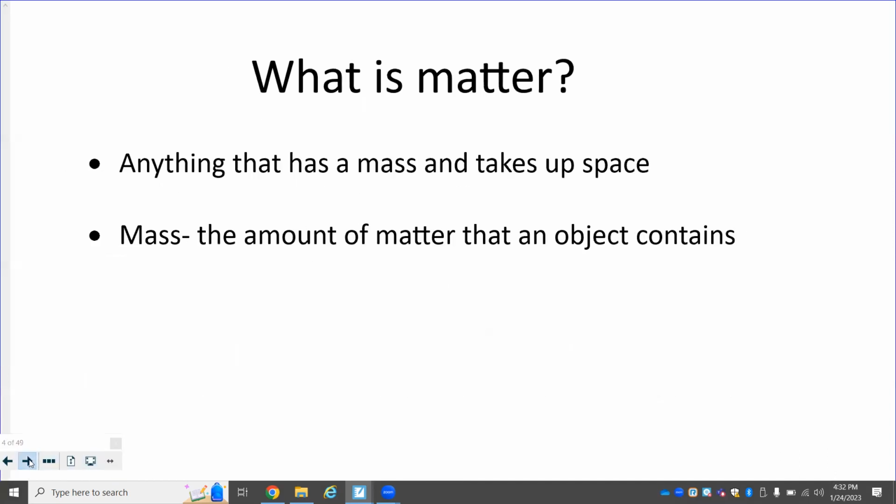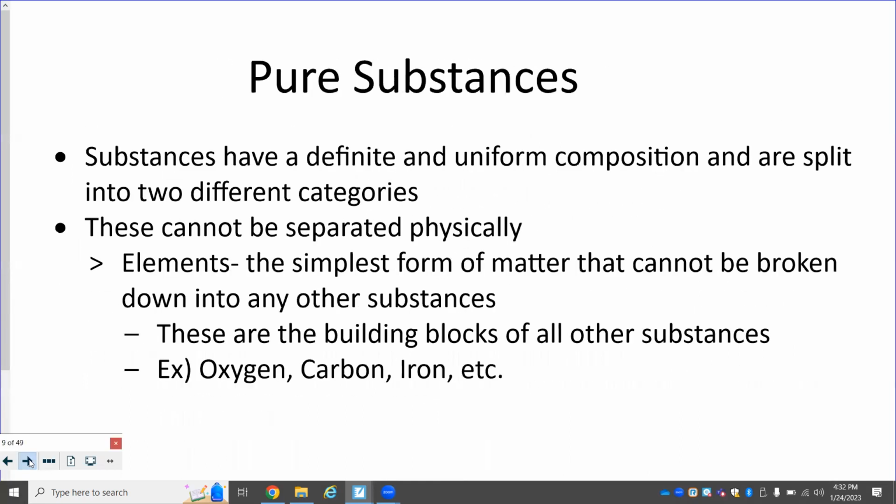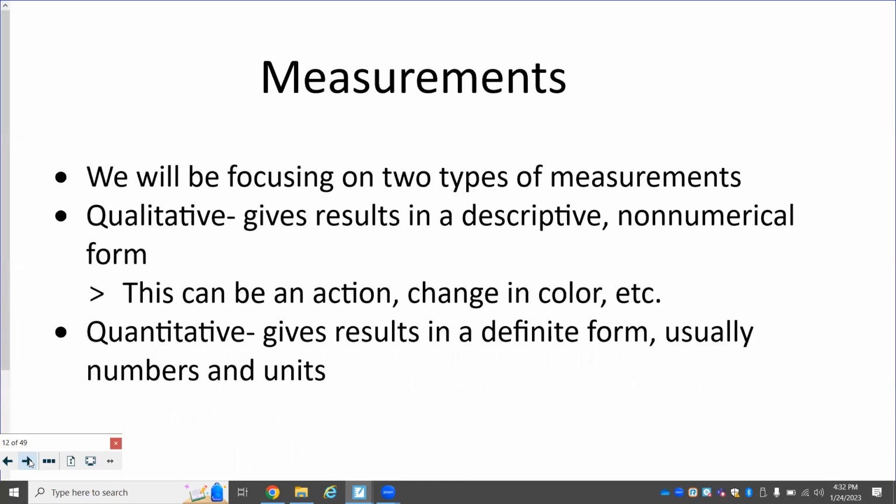I'm going to skip ahead. We're going to come back and talk about matter. We want to focus more on measurements at this point in time. We're going to look at different measurements we deal with. These are going to tie back into those metric prefixes. And then we're also going to look at some of our basic calculations that we do in chemistry.